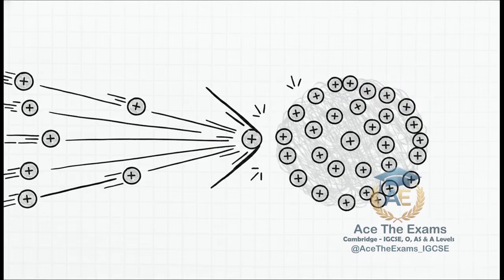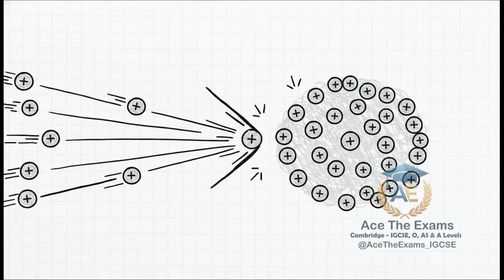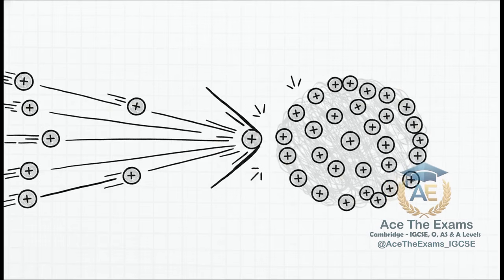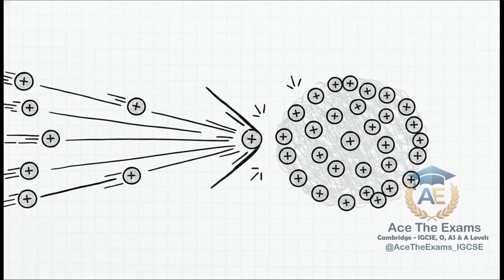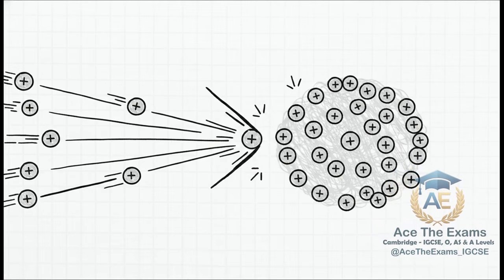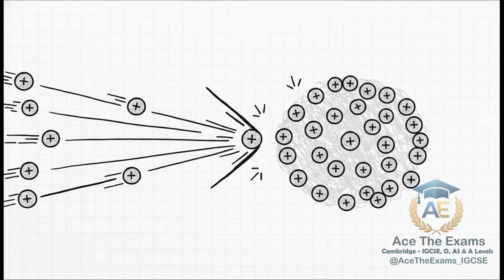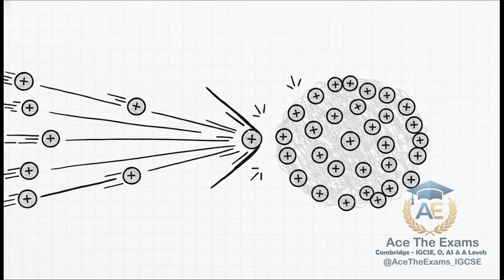Rutherford concluded that all the positive charge and virtually all the mass of the atom must be concentrated in a tiny, incredibly dense core. He developed the solar system model of the atom, where this massive positive nucleus sits right in the center, surrounded by mostly empty space, with tiny negatively charged electrons orbiting far, far away.